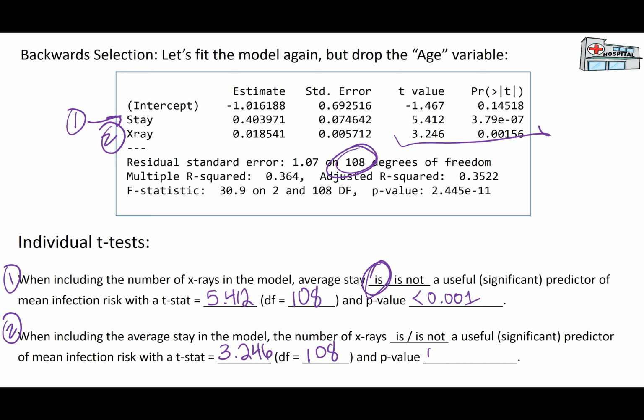So when already including the average stay in the model, the number of x-rays is a useful or significant predictor for mean infection risk. There's our support, our t-statistic, degrees of freedom, and our p-value.